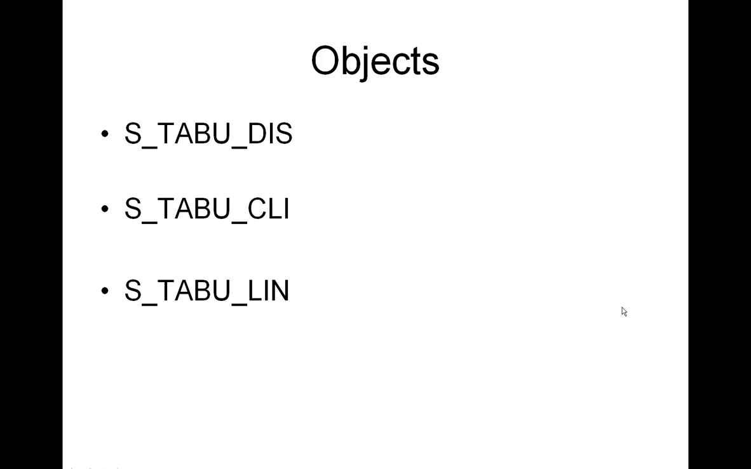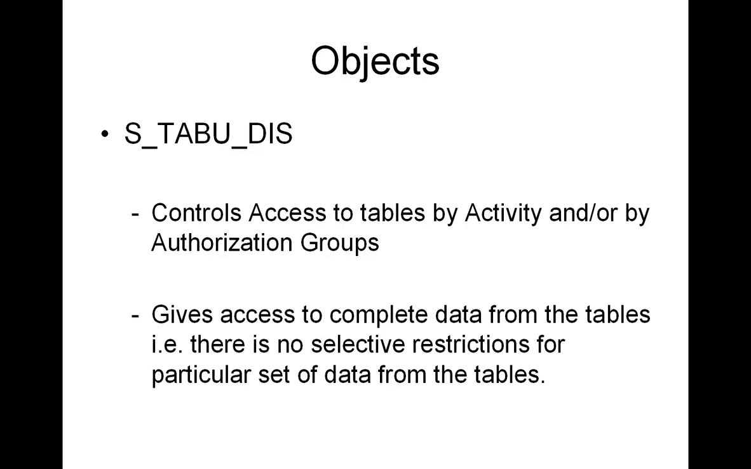One of them is s_tableau_dis, s_tableau_cli, and the third one is s_tableau_lin. Now, tables in the SAP system are grouped into something called authorization groups. So, using s_tableau_dis, we can restrict access to tables from certain authorization groups.